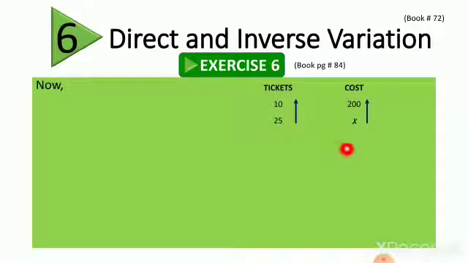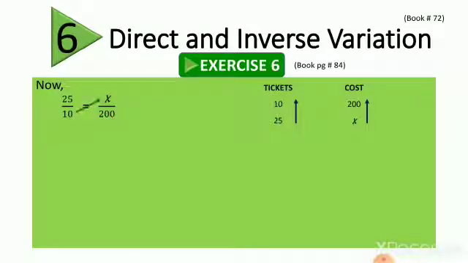I have told you that after placing the arrows, we have to make the fractions from this data. So how will we make the fractions? As I have told you, with the arrow tail there are the numerators, and with the arrowheads there are the denominators. So for cost the fraction will be x by 200, and for tickets the fraction will be 25 by 10. As I have shown here, it's 25 by 10 and x by 200.